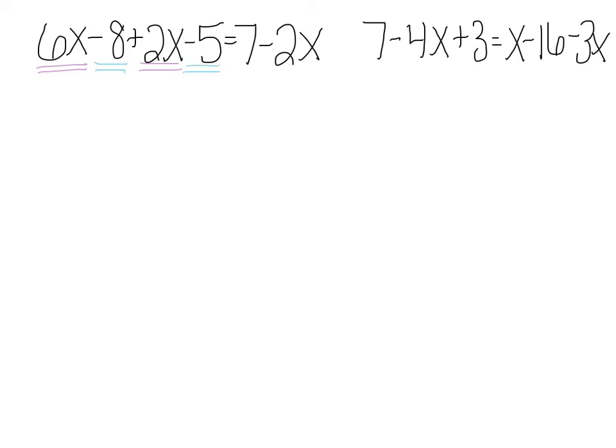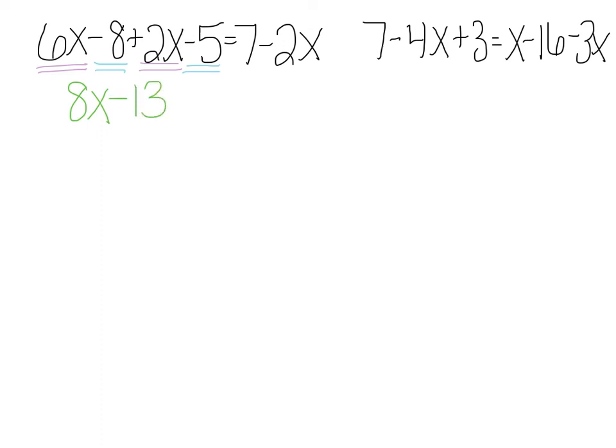So to combine the like terms, I'm going to take my purples, which is 6x plus 2x. That's going to be 8x. And then I have negative 8 minus 5. Negative 8 minus 5 is going to be negative 13.